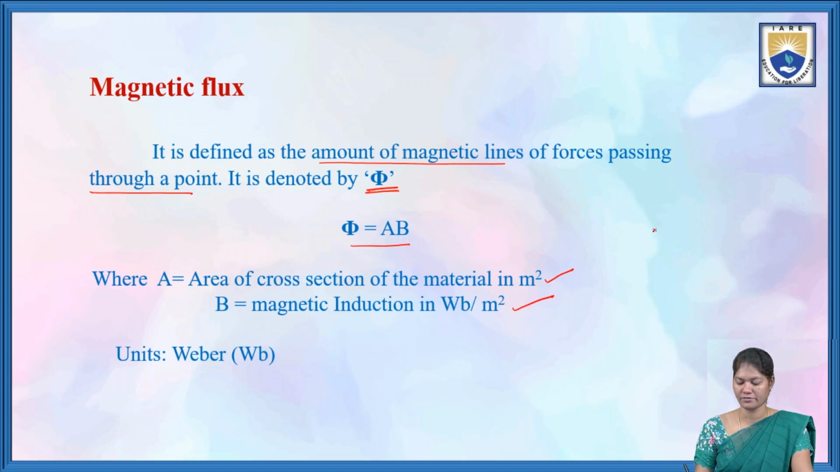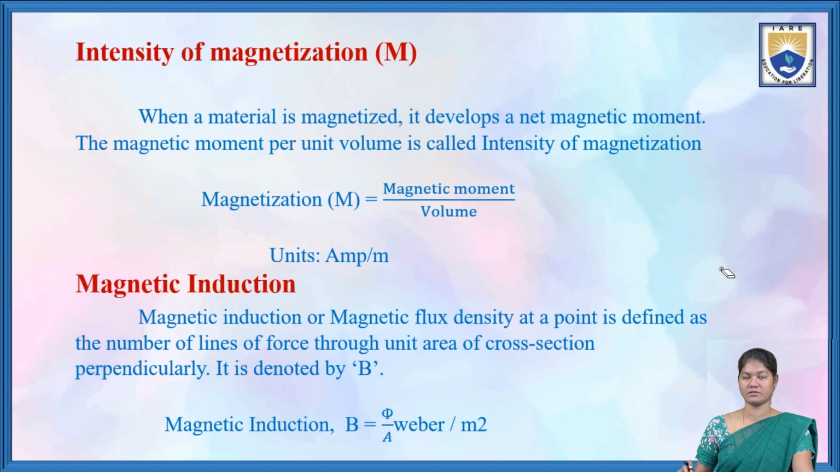So as we have phi is equal to B times A, where A is the area of cross section in meter square, and the magnetic induction B has units of Weber per meter square. So phi will be calculated in Webers. That's why the unit for magnetic flux is Weber.